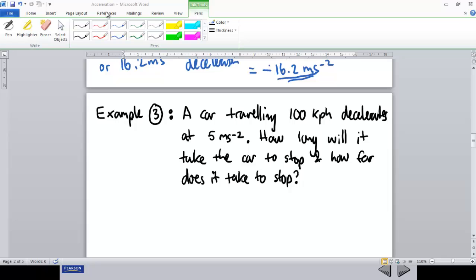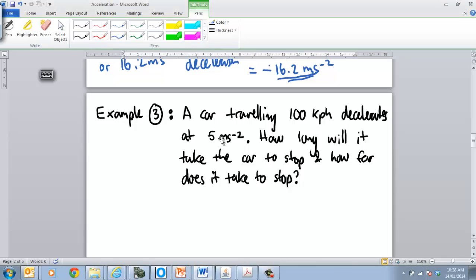So, example 3, we've got a car travelling 100 kilometres per hour, decelerates at 5 metres per second. How long will it take for the car to stop? And then how far does it take to stop? So in other words, how far does it travel in that time?